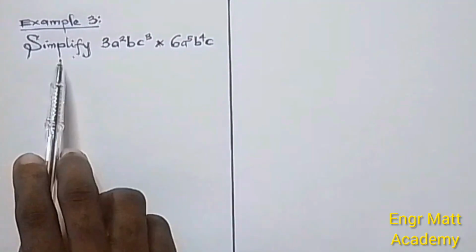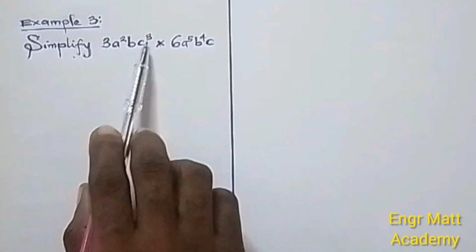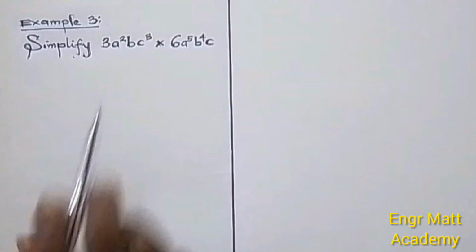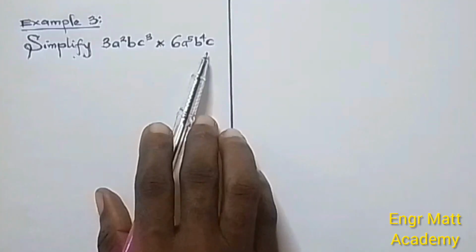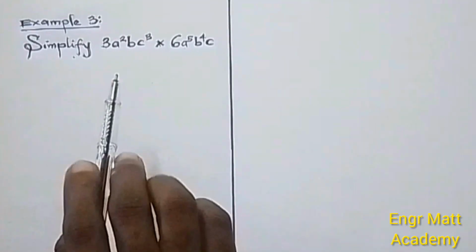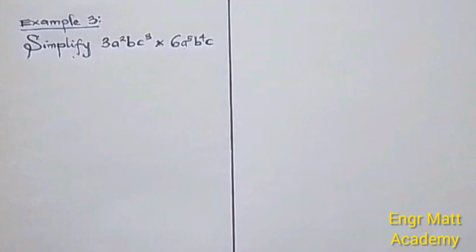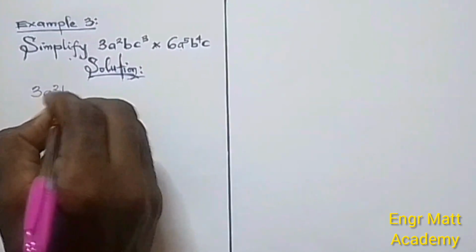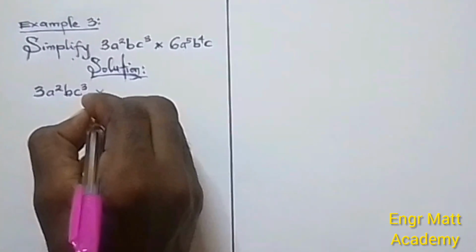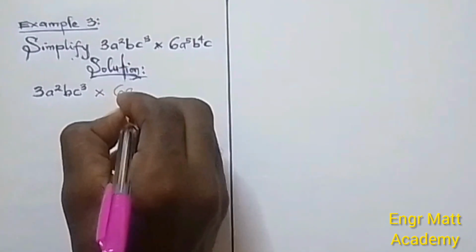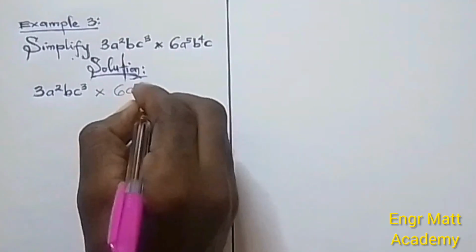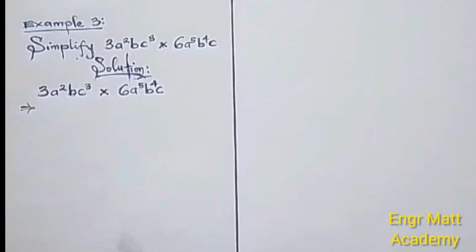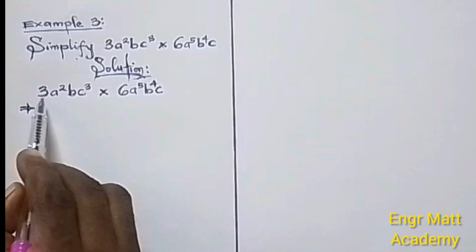Example 3. Simplify 3a squared bc cubed times 6a to the power of 5 b to the power of 4 c. Don't allow all these numbers to confuse you. Just remember the rules and follow the steps. Let's do the solution. We write the problem again: 3a squared bc cubed times 6a to the power of 5 b to the power of 4 c. As you saw in the previous example, we isolate these two numbers that have no powers.